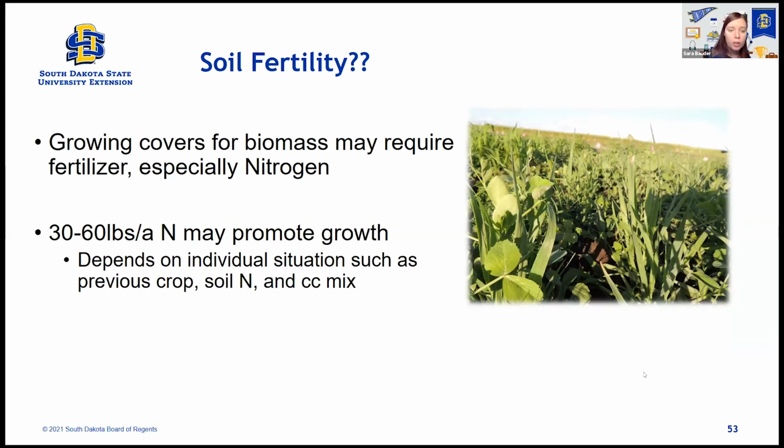Soil fertility. So just quickly, growing covers for biomass can require fertilizer, especially nitrogen in a lot of cases with grasses. Depending on your goals, especially if you're trying to do forages, there might be a time when 30 to 60 pounds of N can promote growth. Nitrogen doesn't typically hurt us unless we're majorly over applying, but it depends on individual situations like previous crop, present soil nitrogen, manure credits, the mix you're using, and the purpose of the mix. I'm not telling you that you need to apply 30 to 60 pounds nitrogen with your cover crops, but this can happen. We don't have good data to give you a pure recommendation on this. This is just from what we've seen.